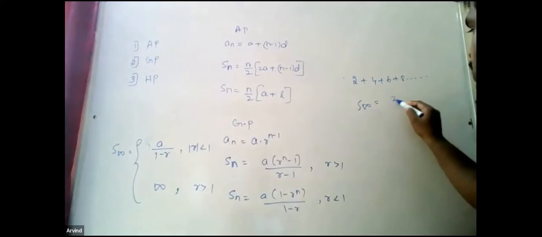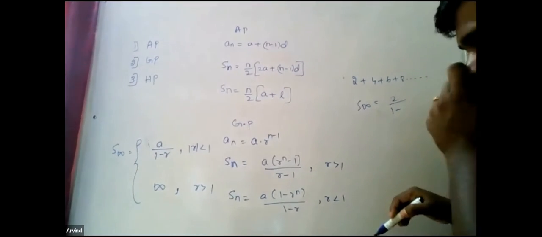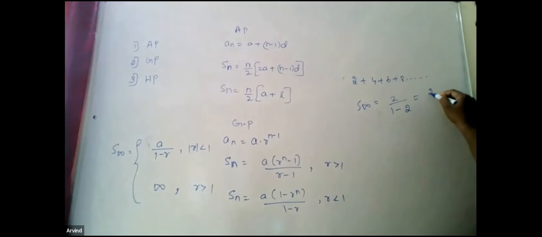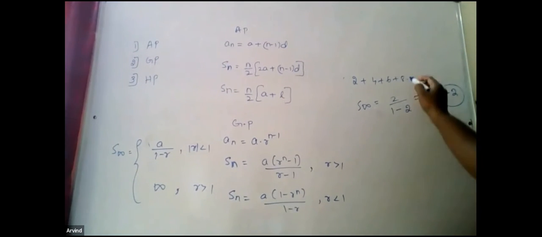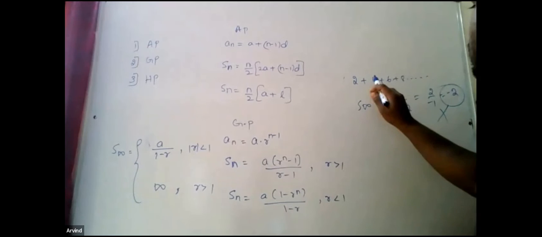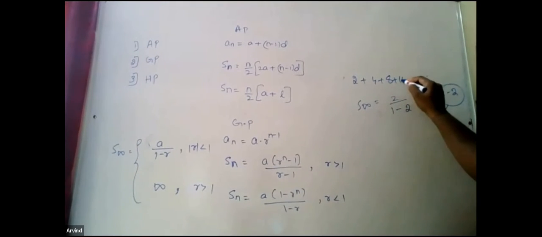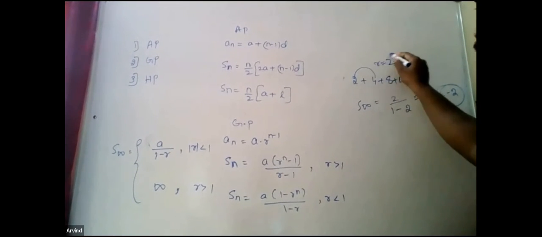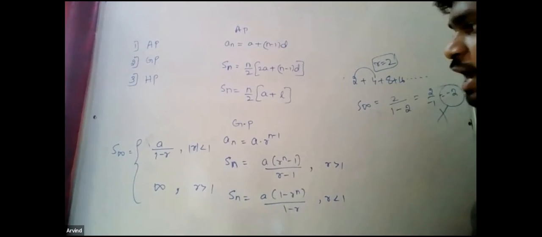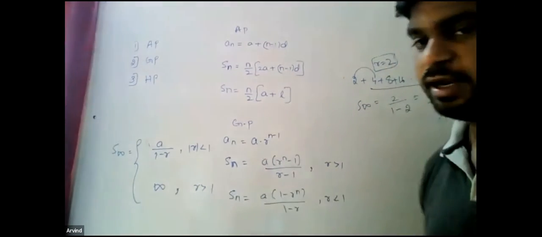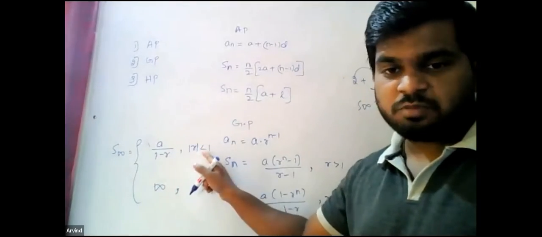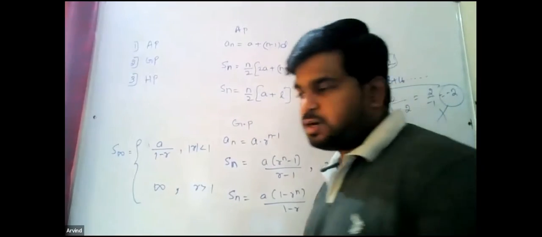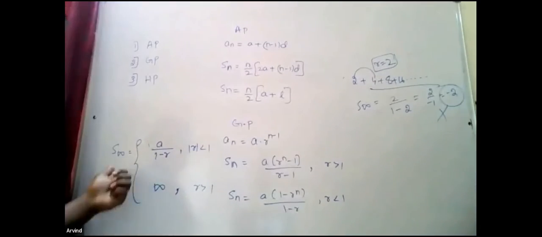If you use that formula, what do you get? 2 by 1 minus R, and R is 2. So 2 by -1 is -2, which is very, very wrong. There is no way the sum is -2. The reason we cannot use the formula here is that, taking the ratio, 4 by 2 is 2. R is equal to 2, which is greater than 1. Whenever R is greater than 1, S infinity will become infinity. You can use this formula only when modulus of R, that is R, is between -1 and 1.